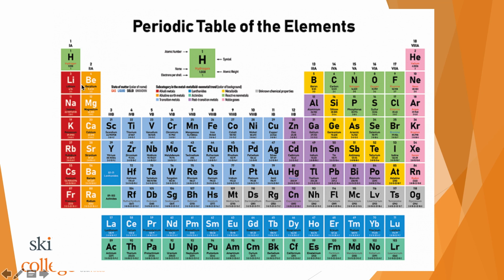If we go over here though, we have all these different columns, and you can see that hydrogen has one valence electron, lithium has one valence electron, so does sodium, potassium, rubidium. So all of these have one in this column.